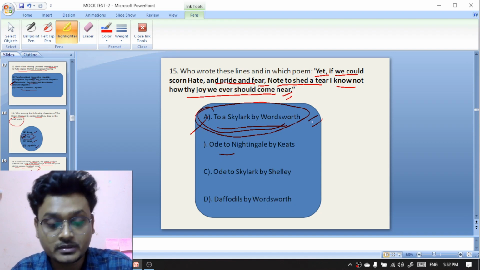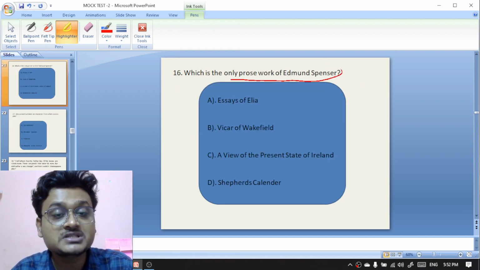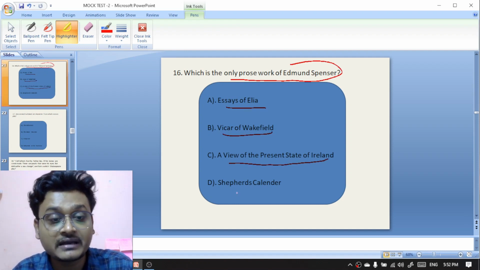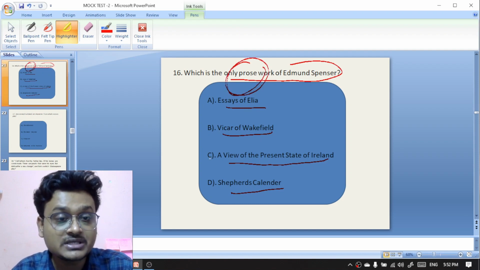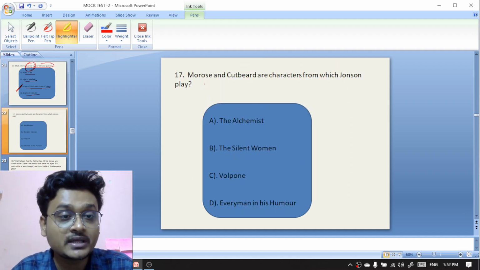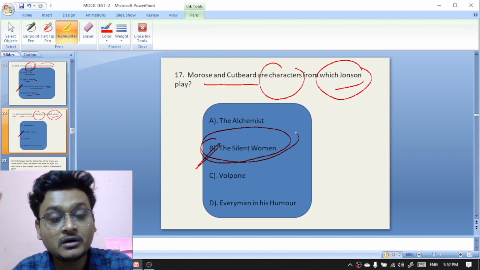Okay, now moving to the next question: which is the only prose work of Edmund Spenser? The Vicar of Wakefield, A View of the Present State of Ireland, The Shepheardes Calender. So Edmund Spenser's only prose work was A View of the Present State of Ireland. Next question: Morose and Cutbeard are characters from Ben Jonson's Epicoene, or The Silent Woman.